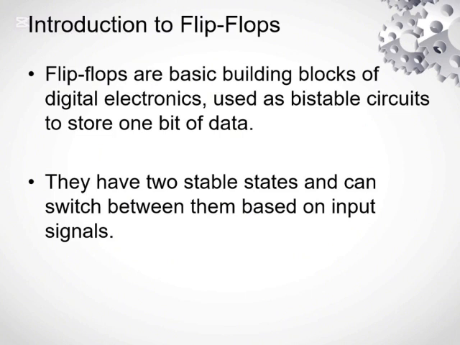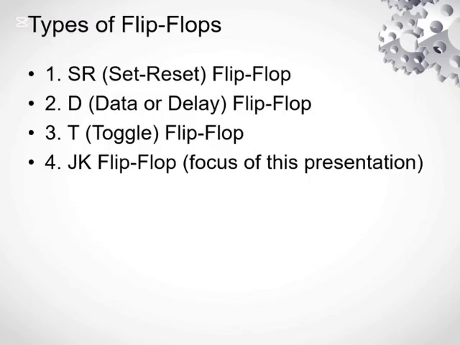So they have a stable state. That's they can be set to one state, which represents one bit of data. Either they are on or off, that's 1 or 0. So, different types of flip-flops: we have SR flip-flops, that's the set-reset flip-flop; D, or data or delay flip-flop; T for toggle flip-flop; and then JK flip-flop. That's what we are doing today, JK flip-flops.